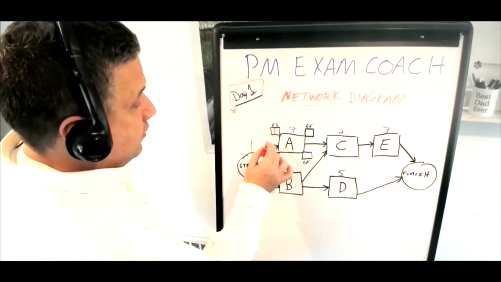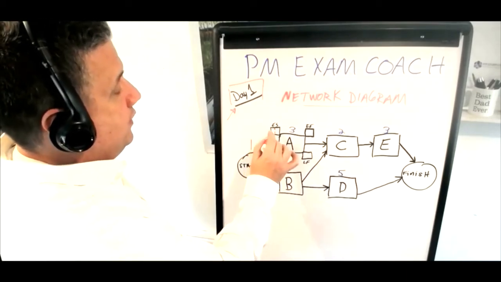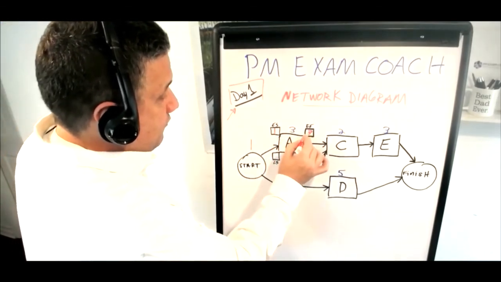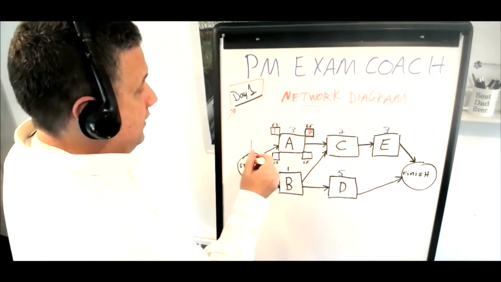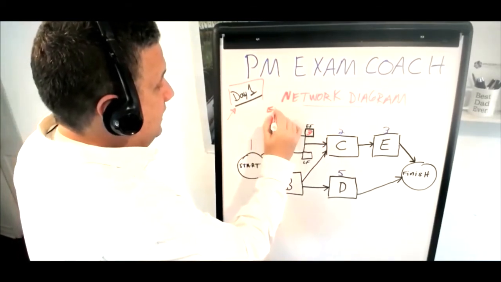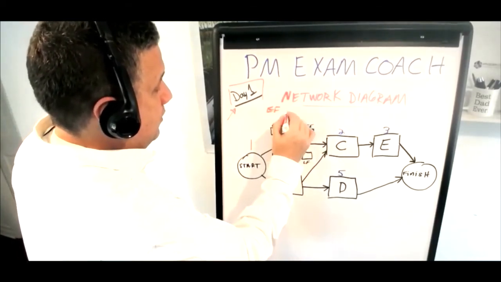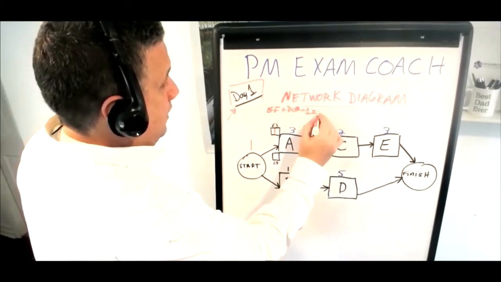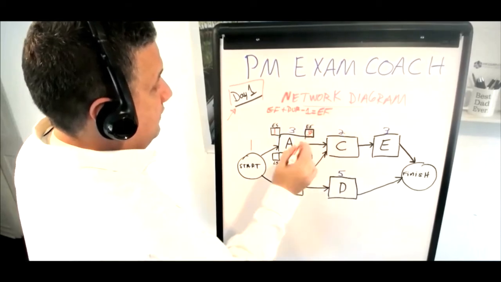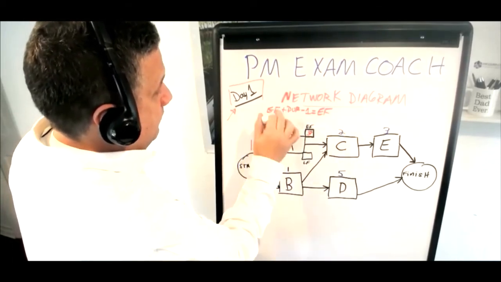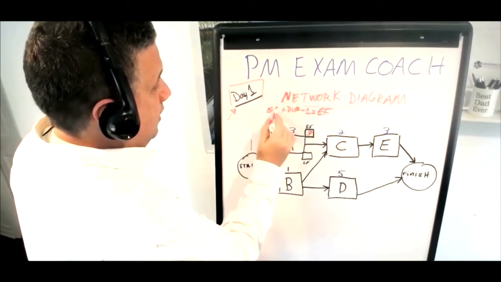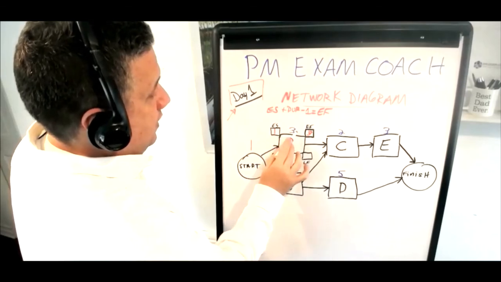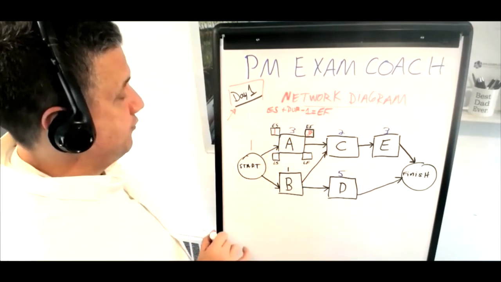All right, so it could start as early as day 1. And what we're going to do is say 1 plus 3 minus 1 is 3. That's how it works on the day 1 diagrams, right? We've got this formula here you can use as a cheat: early start plus duration minus 1 equals early finish. So early start, 1 plus 3 minus 1 equals 3.